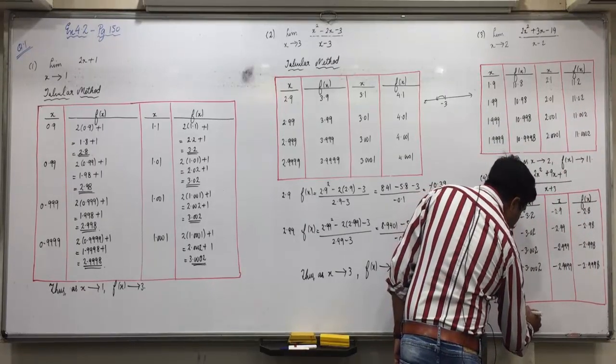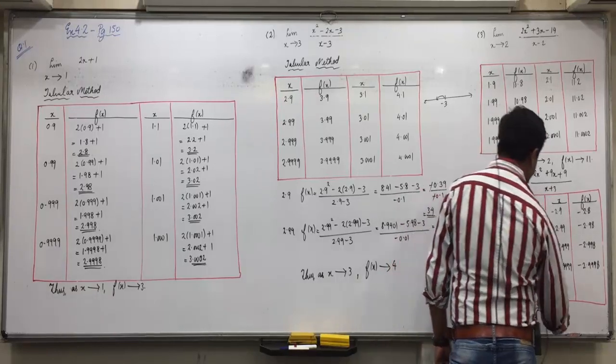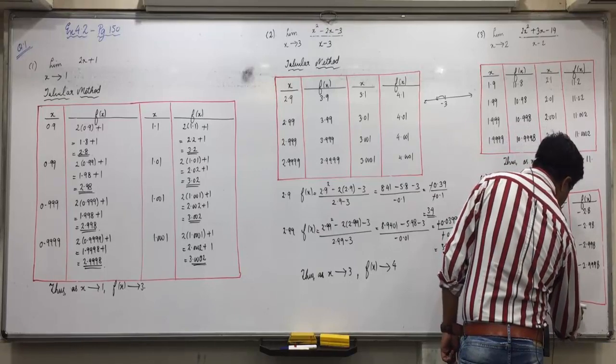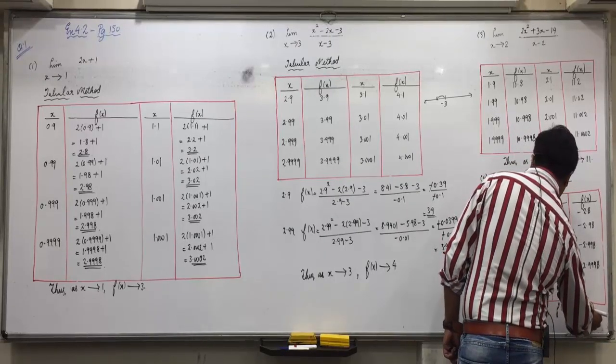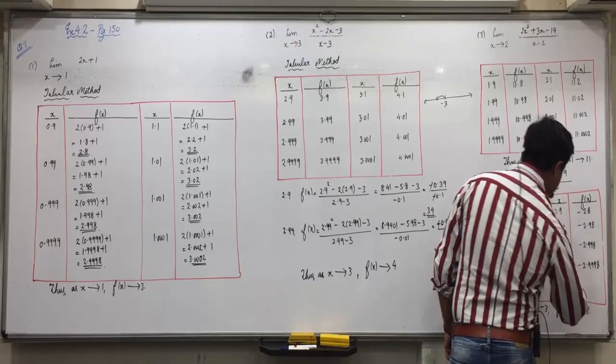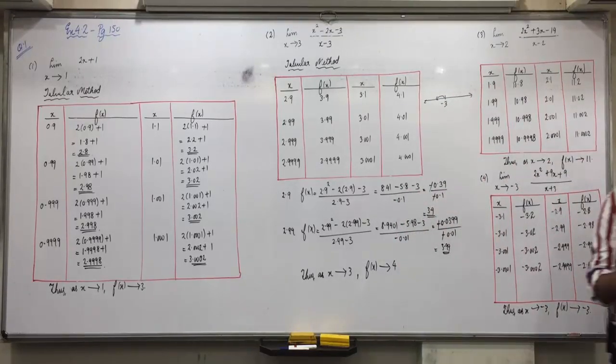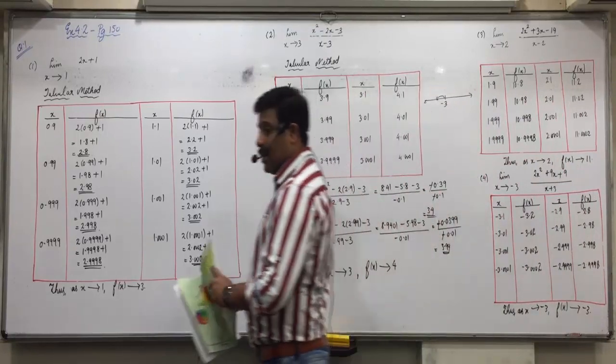Thus, as x tends to minus 3, f(x) tends to minus 3 only. Your f(x) is also coming near to minus 3. Is everyone able to understand this?